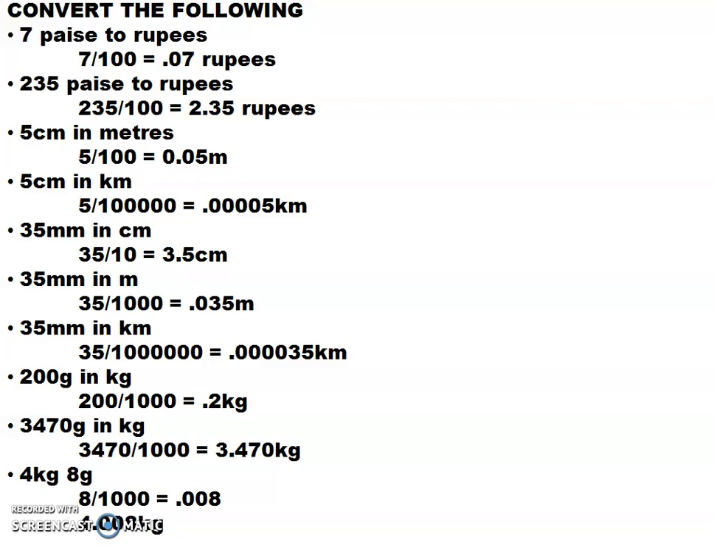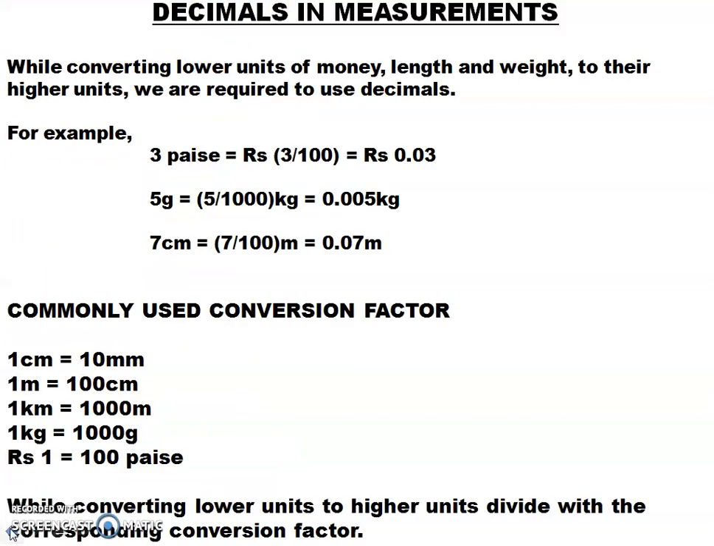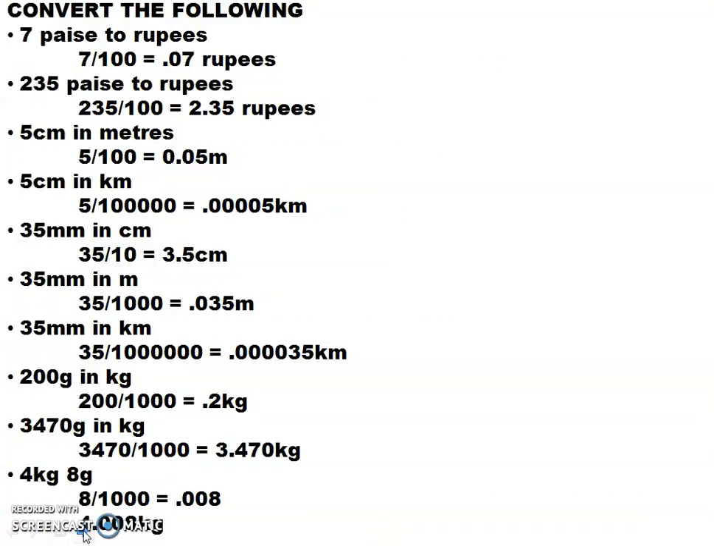Next, 5 centimeter in meters. So, what is the conversion taking place here? Centimeter to meters. Centimeter to meters, what will happen? 100. So, the conversion factor is 100. So, 5 divided by 100 is 0.05 meter.